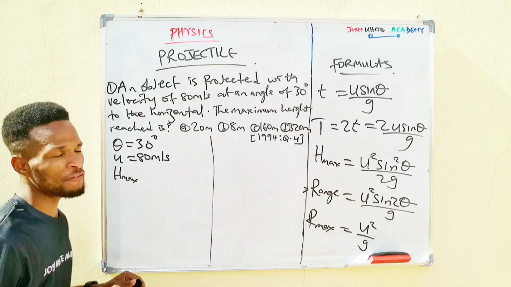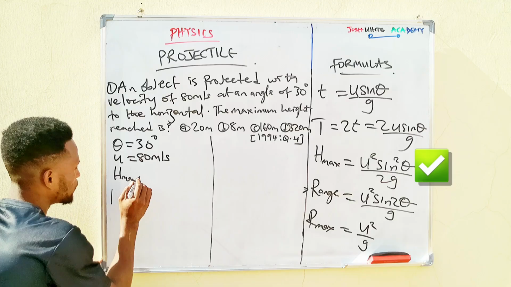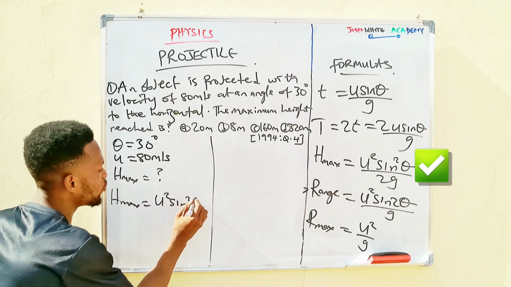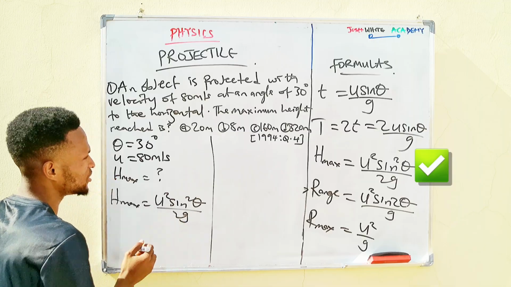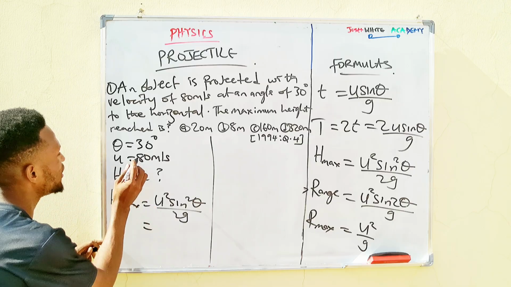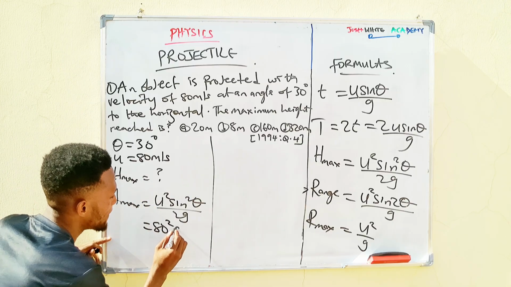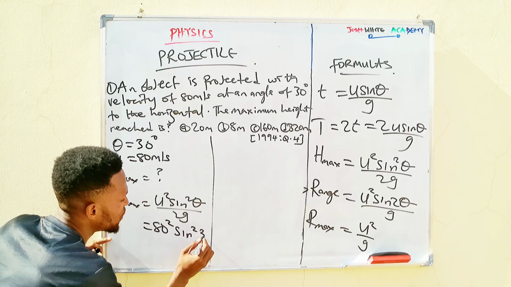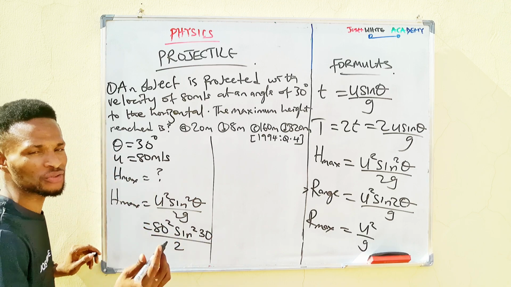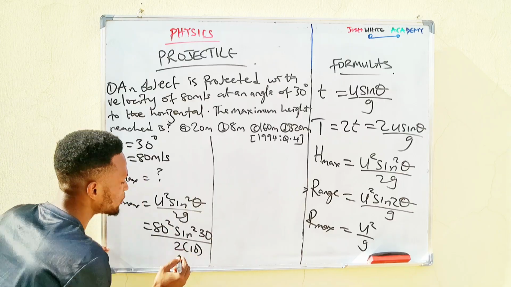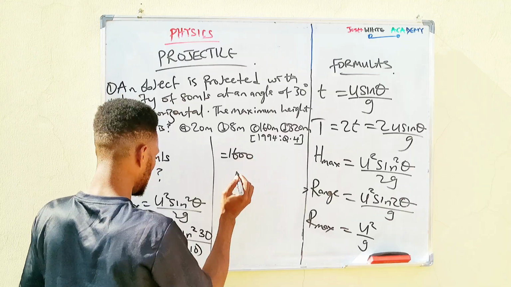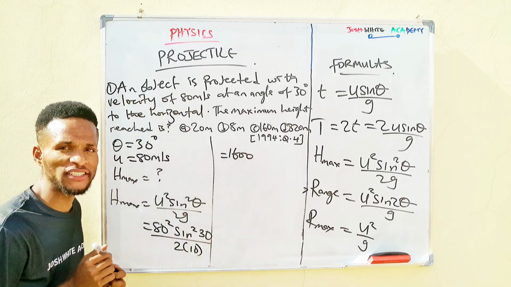So, our formula for maximum height. Maximum height is equal to u square sine square theta all over 2g. So now, let's substitute. U is 80. That's 80 square sine square 30 all over 2 times g. Even though you are not being told, if you are not being told, just know it: g is 10. So 80 square is 1600. So now please take note.